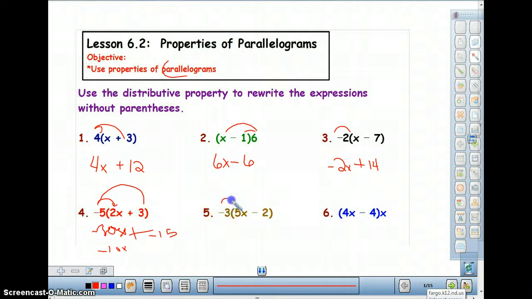Here, same thing. I've got negative 3 times 5, so negative 15x. Be careful here because I have a negative on the outside, a minus on the inside, gives me a plus 6. Okay? Careful here, I've got an x on the outside and I've got x on the inside. Remember that 4x times x, be careful with it, it's going to give me 4x squared minus x times 4 gives me 4x. Okay, good review for that.